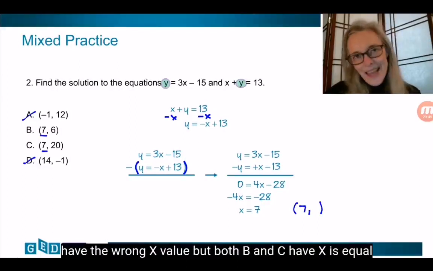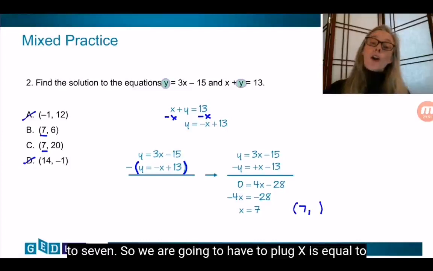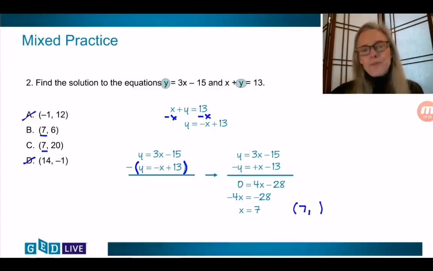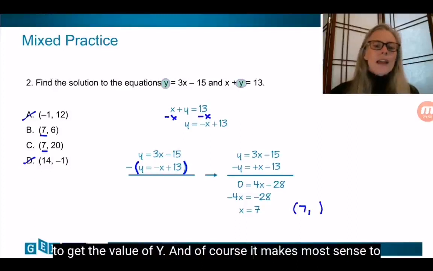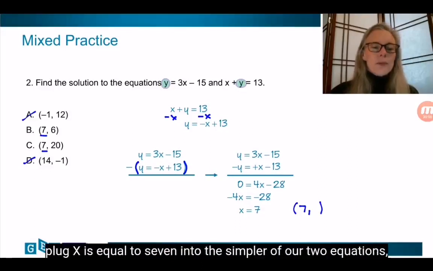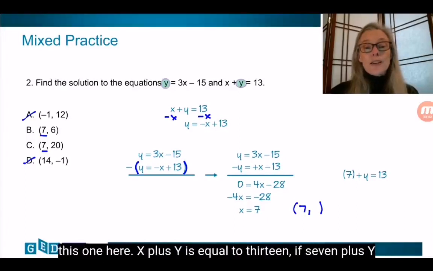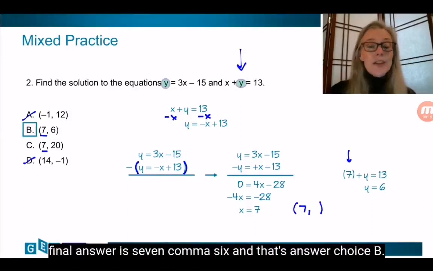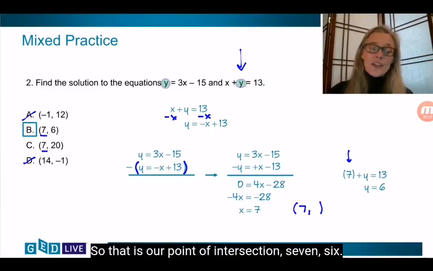But both B and C have x is equal to 7, so we are going to have to plug x is equal to 7 back into one of our other equations to get the value of y. And of course, it makes most sense to plug x is equal to 7 into the simpler of our two equations, this one here, right? X plus y is equal to 13. If 7 plus y is equal to 13, then y must be equal to 6. And so our final answer is 7, 6, and that's answer choice B. So that is our point of intersection, 7, 6.